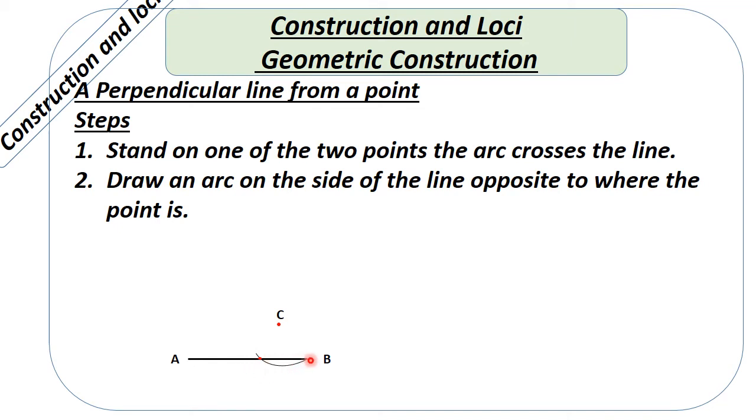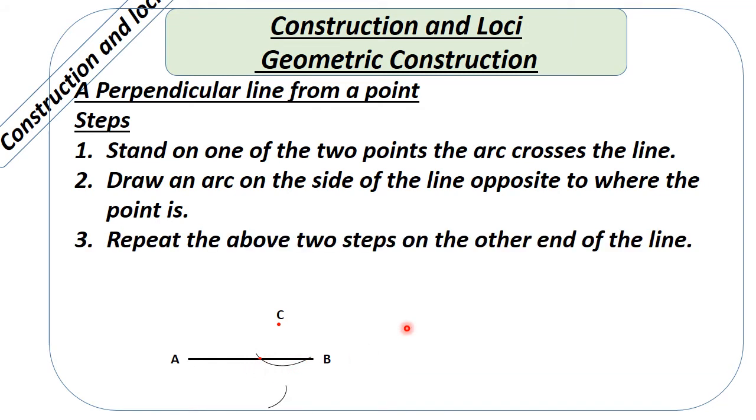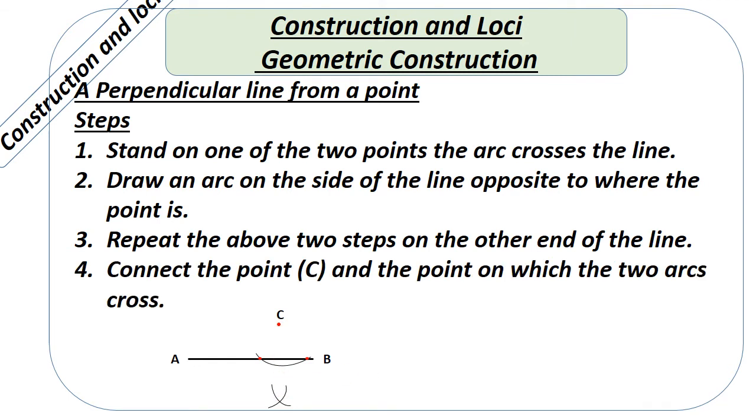Then you go to the other point. So that's our arc. You repeat the same step on this other point here. So you stand here and you draw another arc. When you have these 2 arcs meeting here, you draw a line that passes through C, a point where in the question they have specified that it should pass to where the 2 arcs are meeting, like this. So this is a perpendicular line to AB.